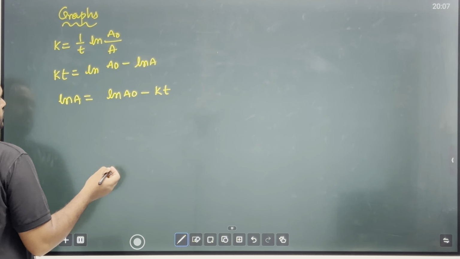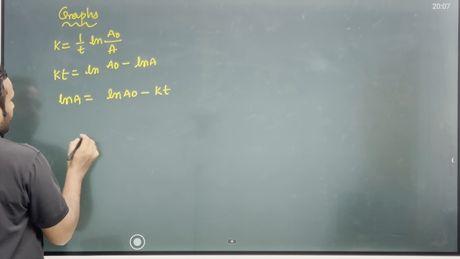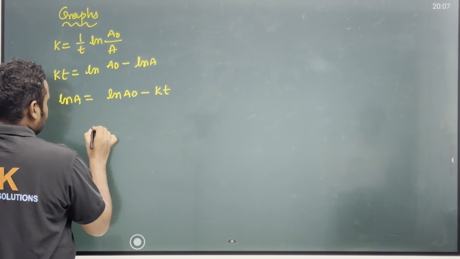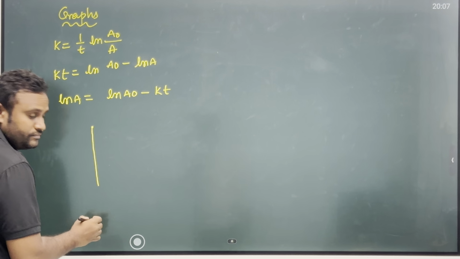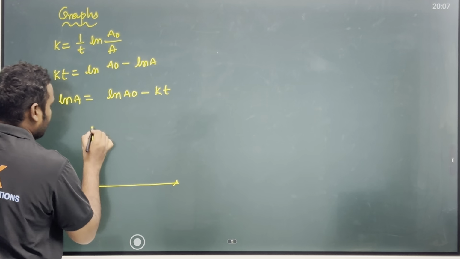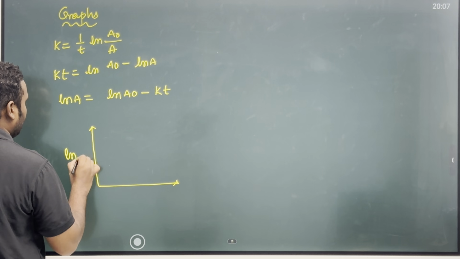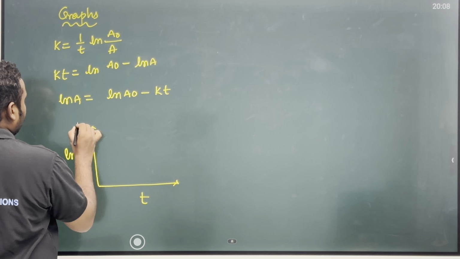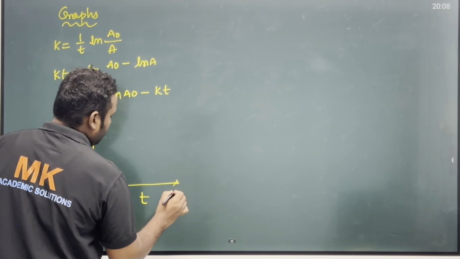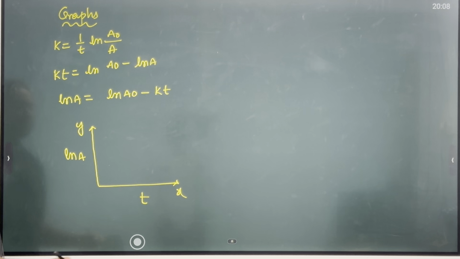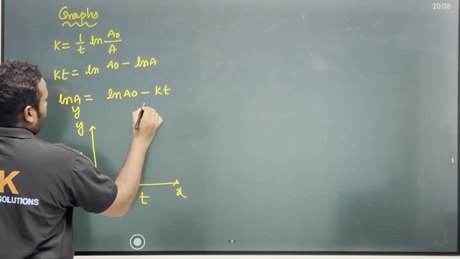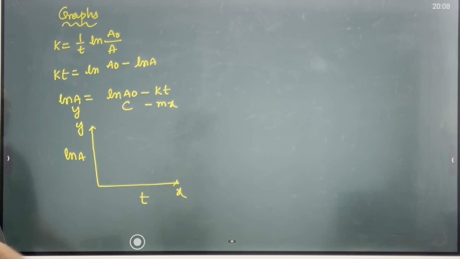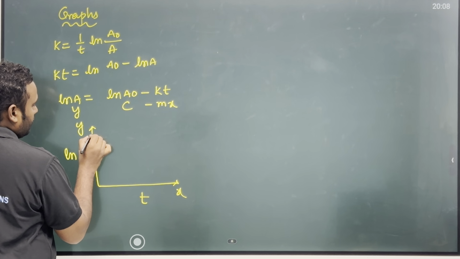Now let us draw a graph between ln A and t. When you draw a graph between ln A by taking it on the y axis and t, time, on the x axis, it will become y is equal to minus mx plus c. So here we will get a line like this.